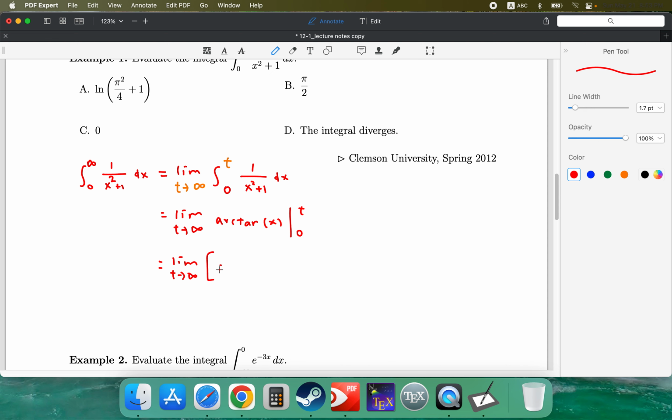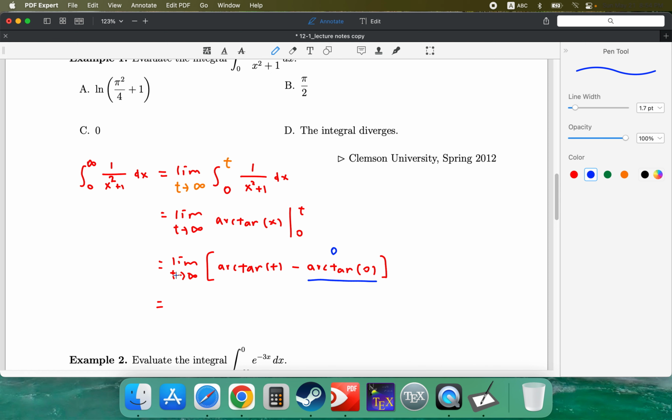We plug in t, so we have arctangent of t minus, plug in the lower bound, arctangent of 0. Arctangent of t minus arctangent of 0. Now you will need to evaluate arctangent of 0, and from pre-calculus we know that this is 0. So basically you minus 0. Then we will take care of the limit of arctangent of t as t goes to infinity.